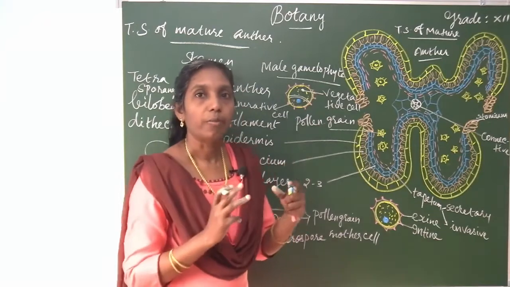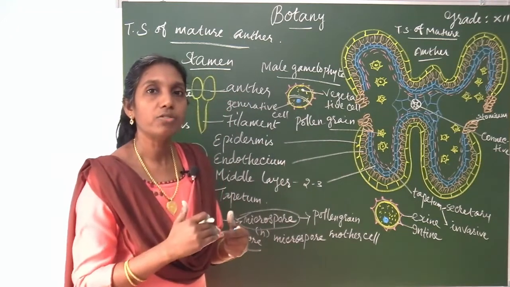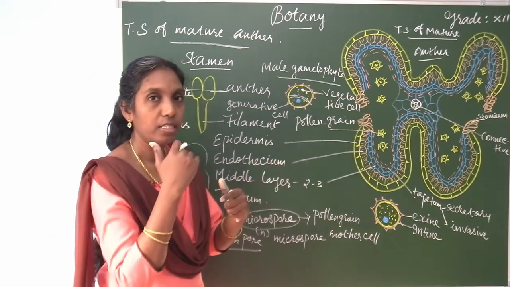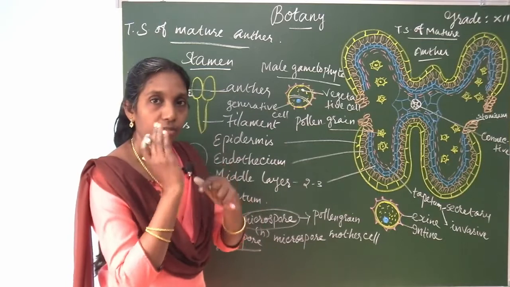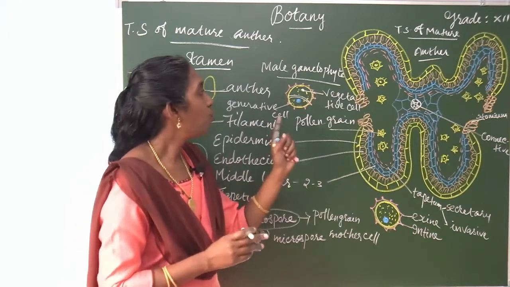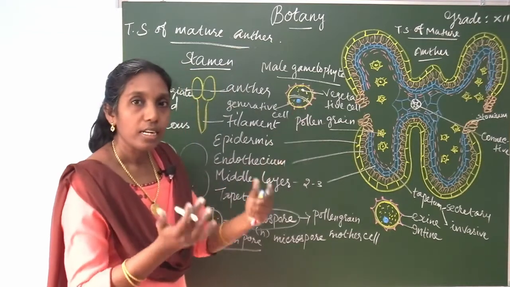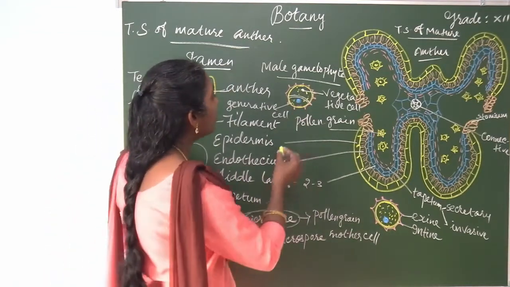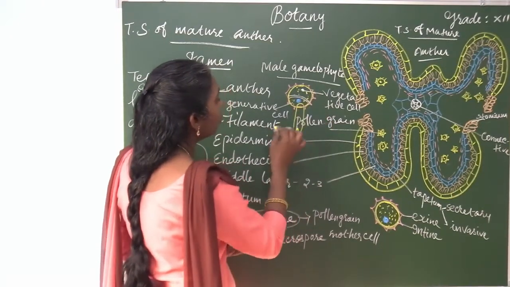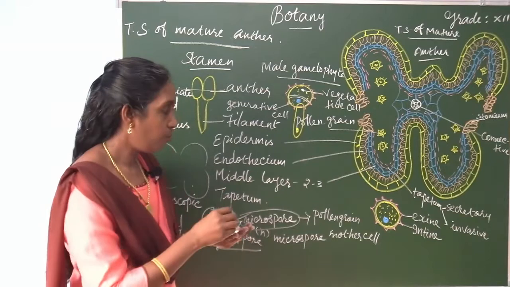In the two-celled stage of the microspore or the pollen grain, there are a vegetative cell and a generative cell. If the vegetative and generative cells are present in the pollen grain, it is named the two-celled stage. The next division takes place in the generative cell. The generative cell again divides, producing a tube nucleus and two male gametes.